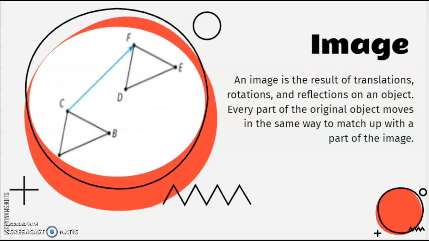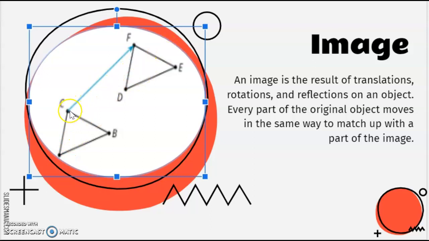An image. An image is the result of translations, rotations, and reflections on an object. Every part of the original object moves in the same way to match up with the part of the image. So basically, it says everything's the same. So if this was to be going back this way, it would match up perfectly. It would lay right on top of it, and that's how you know it's an image. So it's not like a mirror reflection. It means it's the exact same size.